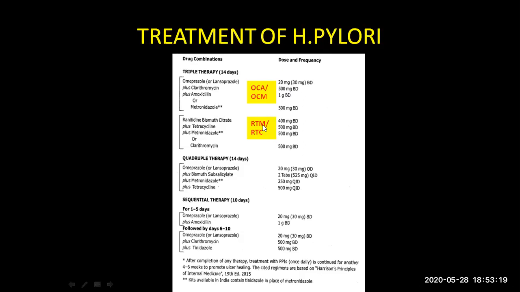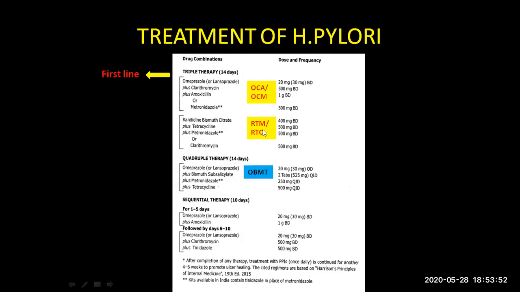And the second type of triple therapy includes ranitidine bismuth citrate, and then T stands for tetracycline, and M stands for metronidazole, or C clarithromycin. So ranitidine bismuth 400 milligrams BD, tetracycline 500 milligrams BD, and metronidazole or clarithromycin both 500 milligrams BD. So this is the first line of therapy. Whenever a patient is proven to be H. pylori positive, this is the regimen which is to be tried first, because this has less adverse effects and is proven to have around 80 to 90% efficacy rate.